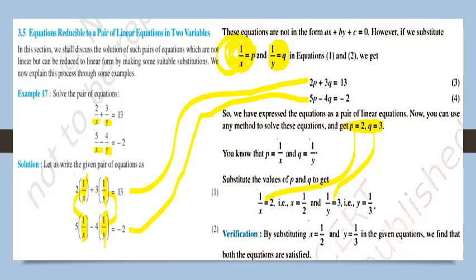See here, the two equations are given, but are you able to find any difference between these equations and the previous equations? See here, x is in the denominator and y is in the denominator. In the second equation also, x is in the denominator and y is in the denominator. So this is the difference between the previously solved questions and this question.